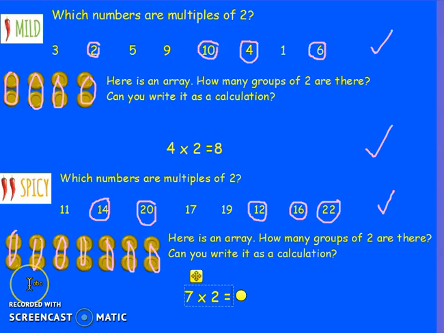How many is that altogether? Let's count them up in twos. 2, 4, 6, 8, 10, 12, 14. 7 times 2 equals 14. Well done if you gave that your best shot. Let's move on.